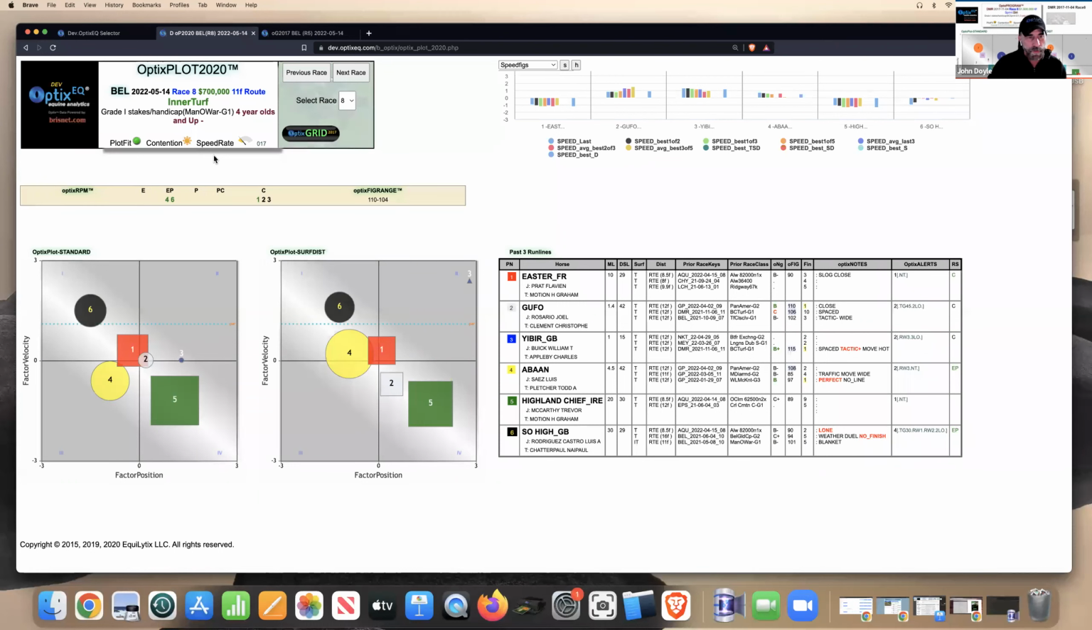And so you might want to consider the 6 and the 4. But typically when a race gets between 11 furlongs and up, I really start shifting. I look at the plot more for horses that can finish. So that would be like the 1, 2, and the 5 in this case.